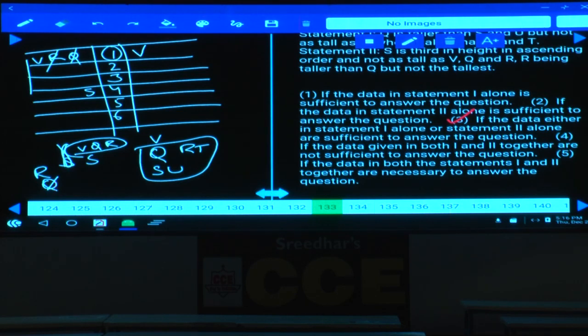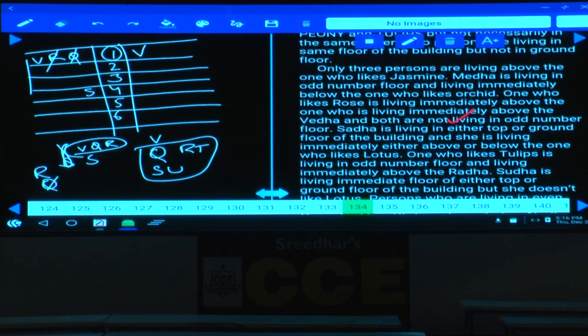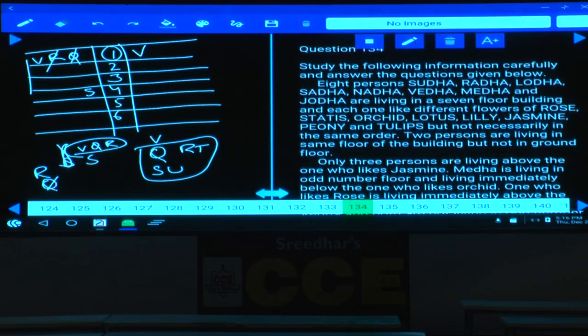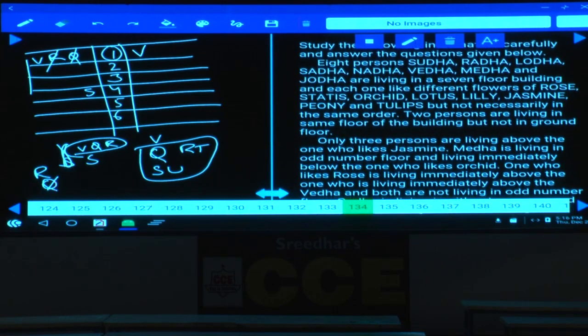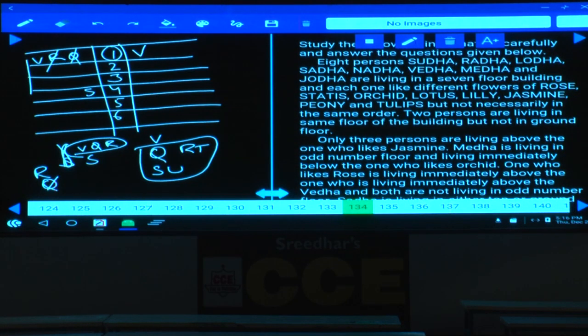Now, this is about question number 133. Then 134 to 138. Done with this? 134 to 138. Now, in this one, what is the information here? 8 persons, Sudha, Radha, Lodha, Sada, Nada, Veda, Meda and Jodha, are living on 7 floors. 8 persons living on 7 floors and each one of them on different floors, isn't it?